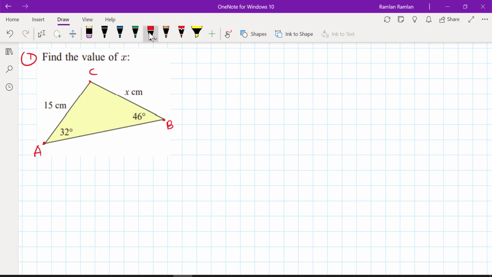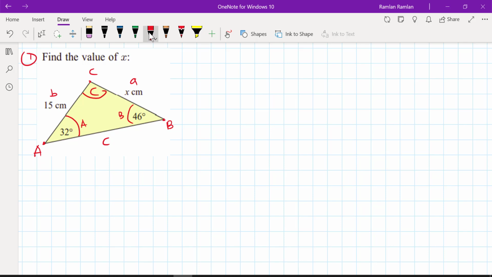So this side over here is the length a, this is the length b, and this length is c, always opposite to the vertices. In terms of the angles, this is angle A, this is angle B, and this is angle C.